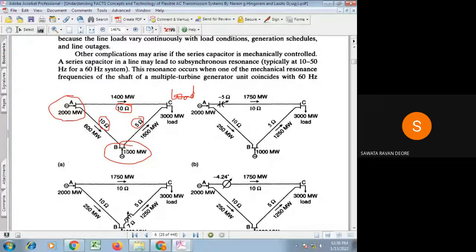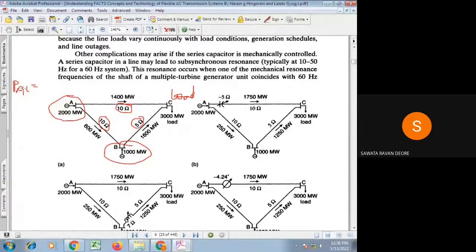Now for this generation at bus A and B and load at bus C, what will be the power flows? We need to find out the power flow through the lines. Let's consider we want to find out the power flow through line AC. Let's consider that this generator is inactive. We are using the superposition theorem, which means first only consider one generator and load, second we consider the second generator and load, and then by algebraic summation of that, we can find out the power flows.